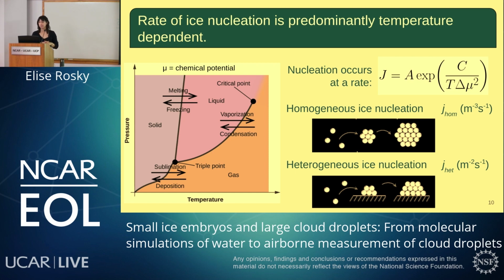So we mostly understand ice nucleation through classical nucleation theory, where ice nucleation happens at a certain rate J, which is the number of ice nucleation events per unit volume of the water per unit time at a given temperature. So it's formulated to be predominantly temperature dependent. And here you see temperature in the equation, and there's also this delta mu term, which is the chemical potential difference between the ice and the water.